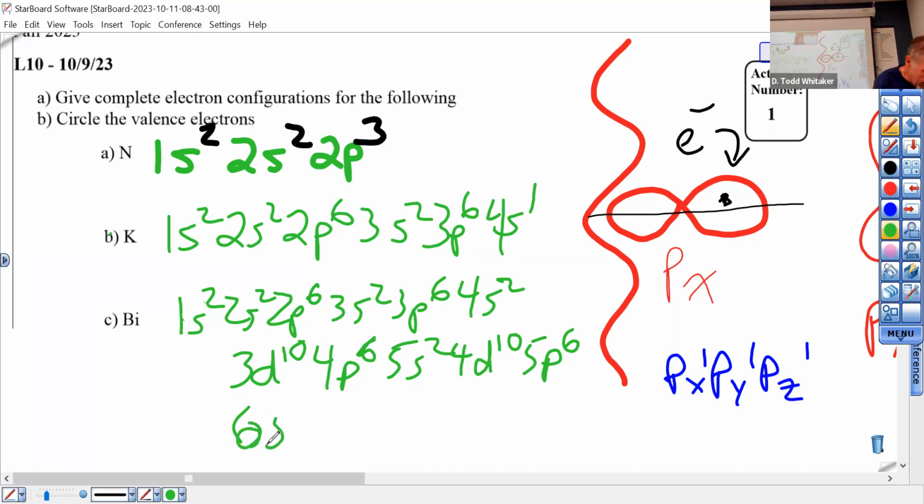6s2. My writing's not clear all of a sudden. I thought we had these problems solved. We did. My hand was on the screen somewhere else.